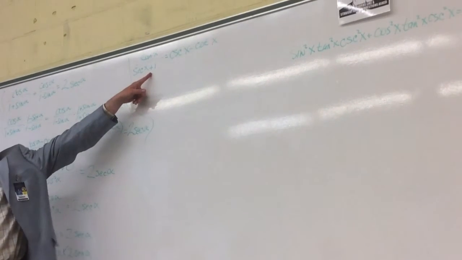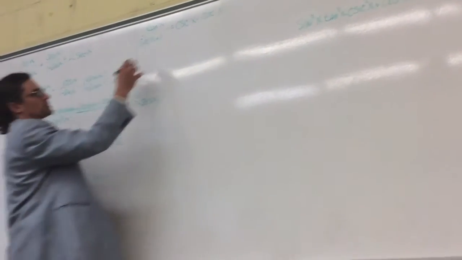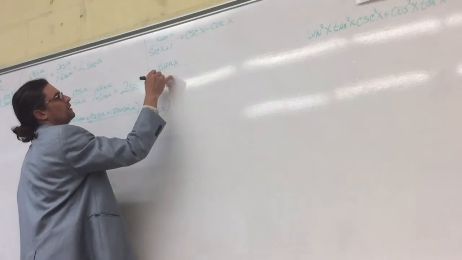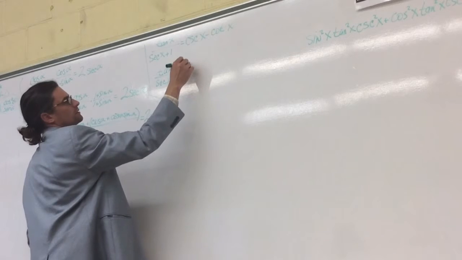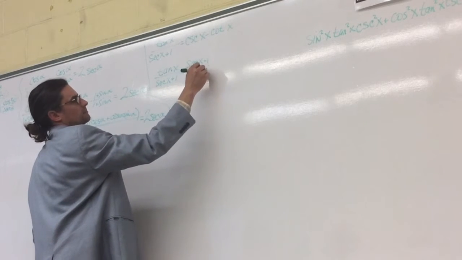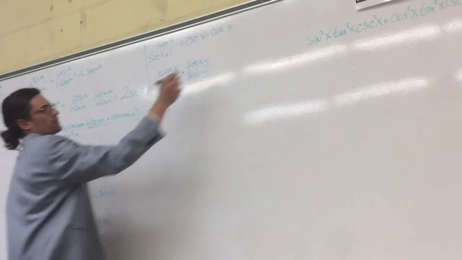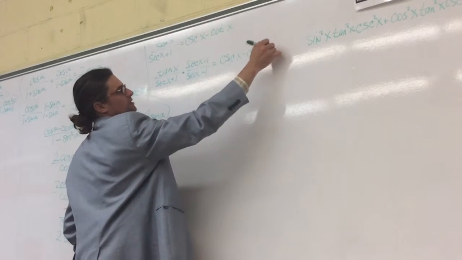But we do have this +1 thing down here, and that's probably something we want to get rid of. So let's do that by multiplying by your conjugate, which is secant x minus 1 over secant x minus 1. And we're still trying to get to this cosecant x minus cotangent x.